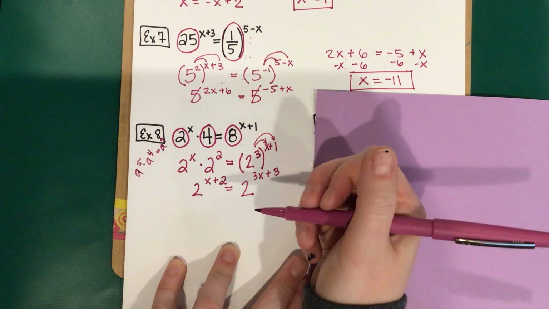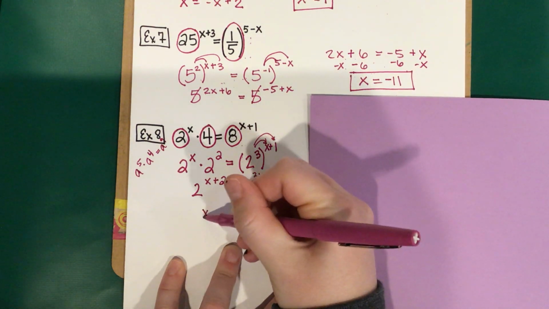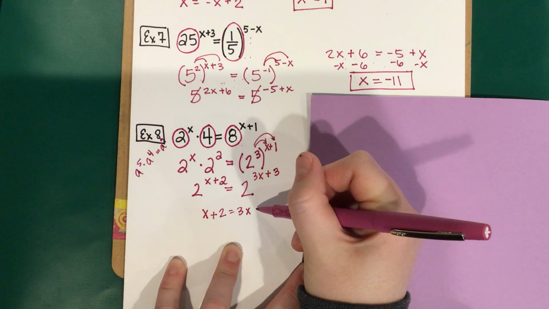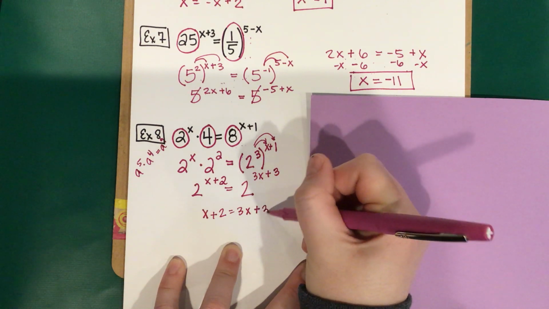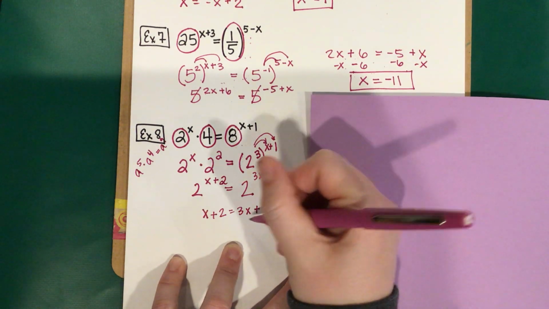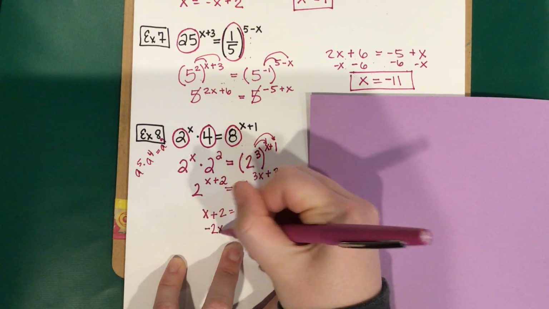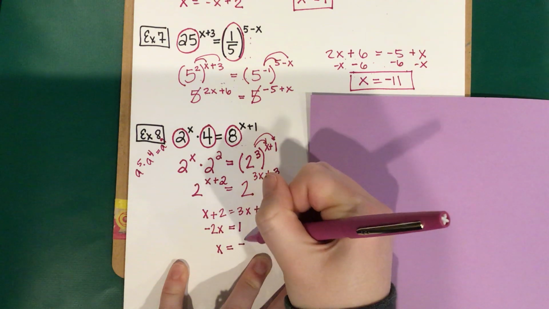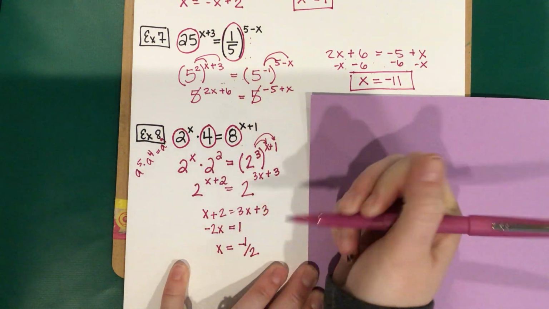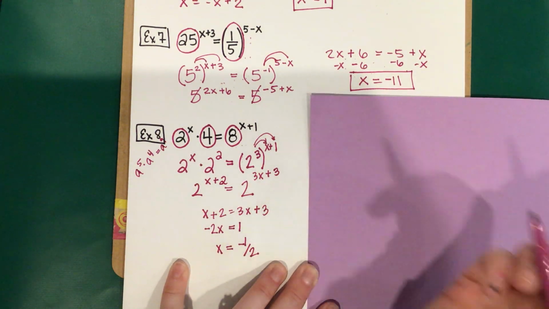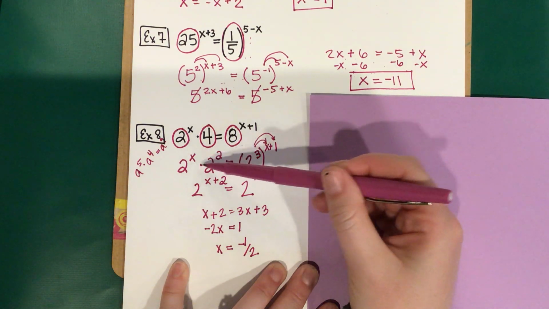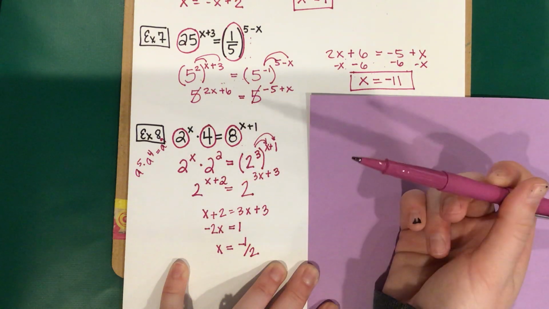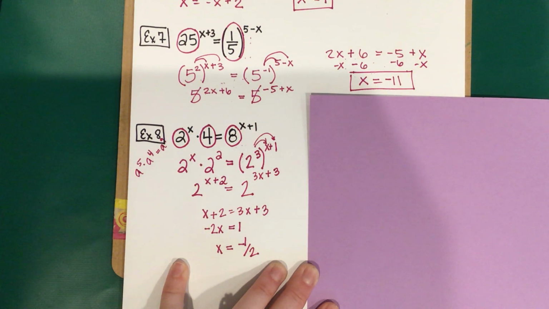So I have a single base on the left, a single base on the right, same base, so now I can drop my bases and just solve the equation. X plus 2 equals 3x plus 3. So when I go ahead and do this, this leaves me with negative 2x equals 1. So x equals negative 1/2. So this one required us to rewrite the same bases, and I had to add these exponents to get it to a single base and then solve the equation.